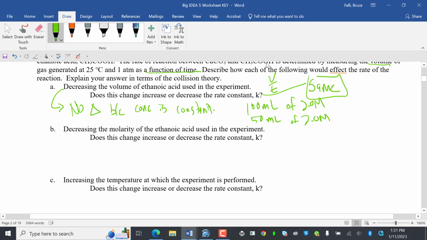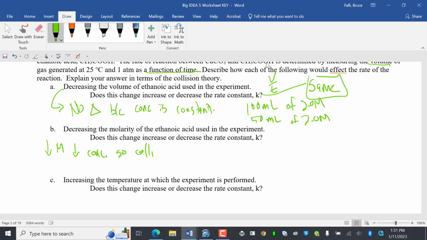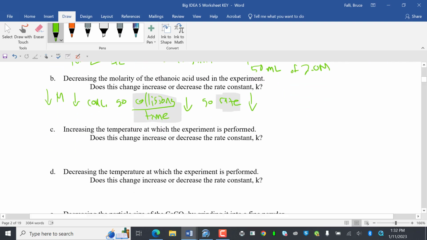Decreasing the molarity of ethanoic acid. So decreasing molarity decreases concentration. So collisions per time goes down. So rate goes down. And I want to emphasize collisions per time and rate. So you want to add the per time. I'm bad about remembering the per time, so hopefully I remember, or you can call me on it. And that's it. k, no change.